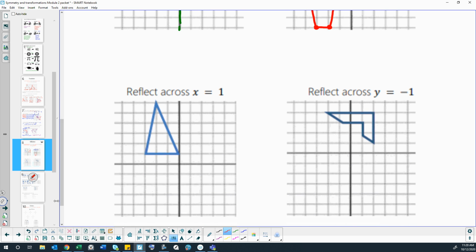Now this has us switching. Instead of reflecting it over the x or y axis, we're reflecting it over other lines. I hope you're paying attention to this. So we're going to reflect this one over the line x equals 1.